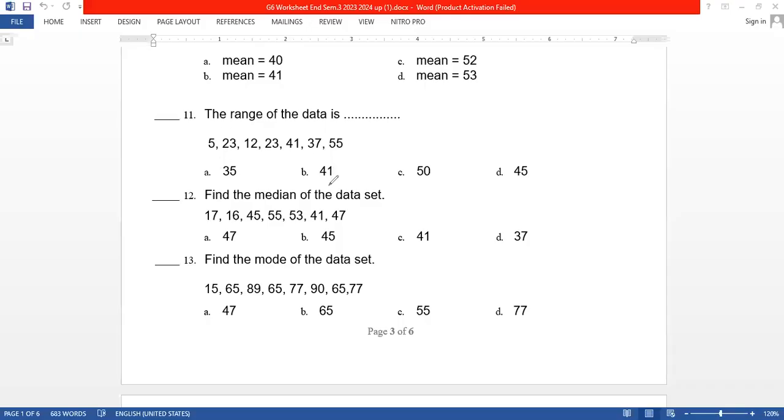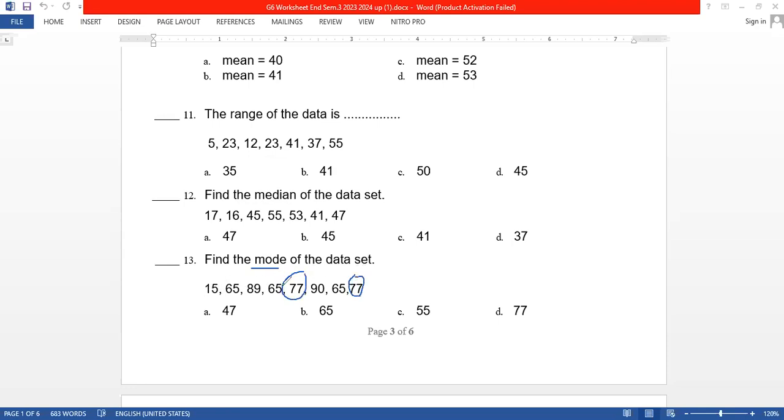So let's go back to this. Find the mode. Yes, we were doing this question. The mode is the most repeated number. If you have a number repeated twice and another number repeated three times, we choose the number which is repeated three times.